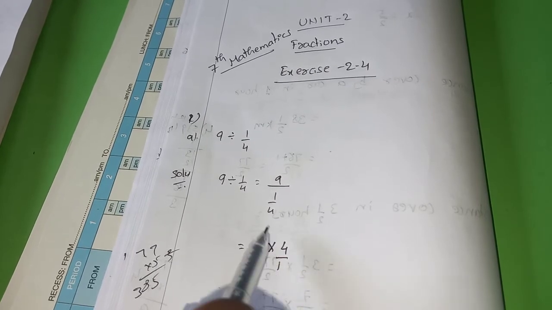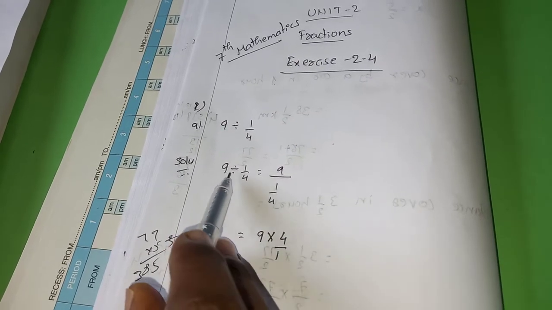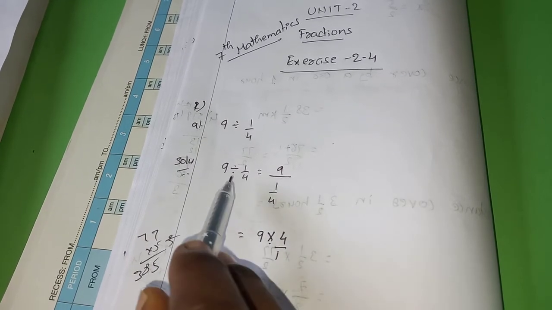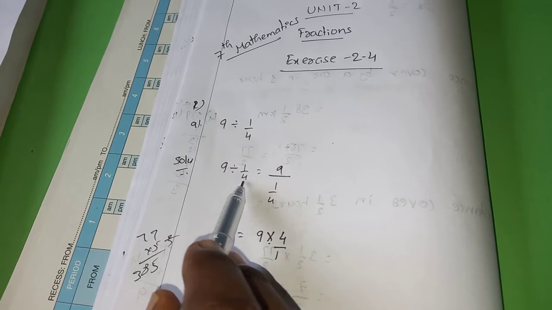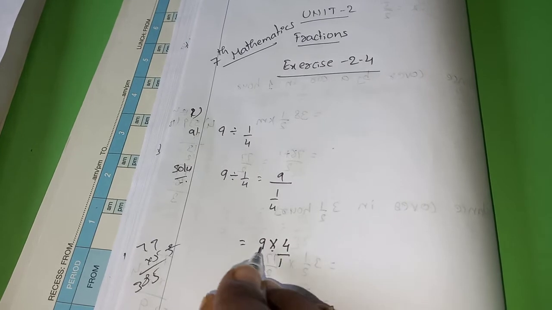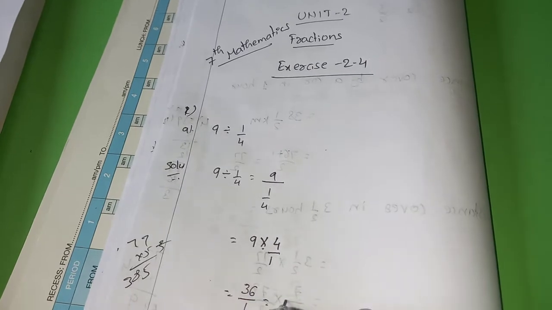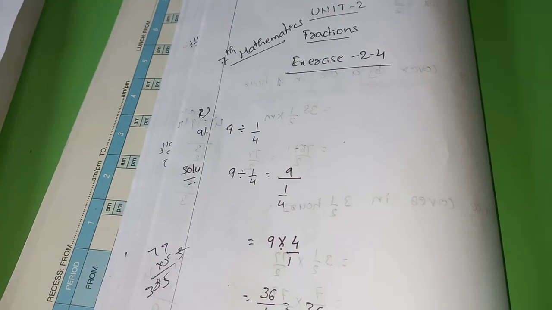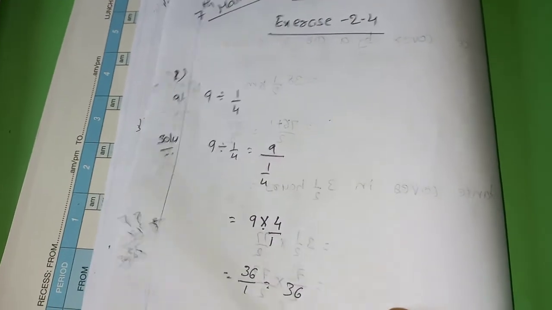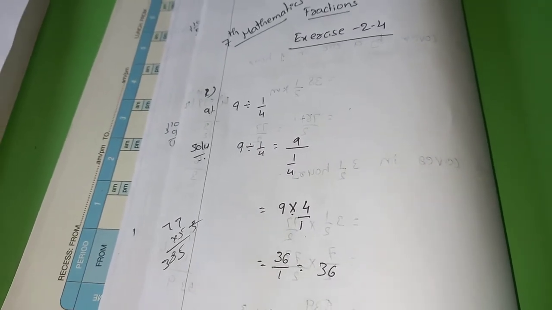Why? Because I converted division into a multiplication. Understand, if it is a division, you can convert this into multiplication by reversing the number. The numerator will become denominator, denominator will become the numerator. Now you can easily write the answer. 4 nines are 36. 36 by 1 means just 36. That is the answer. You just have to reverse the number and apply multiplication.